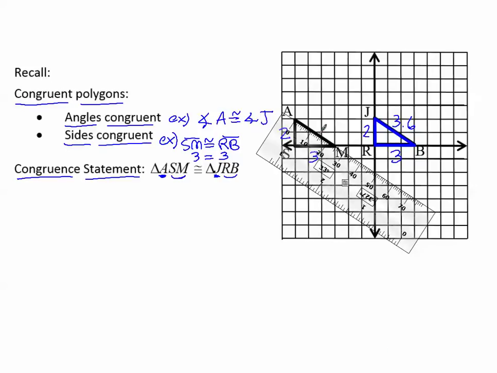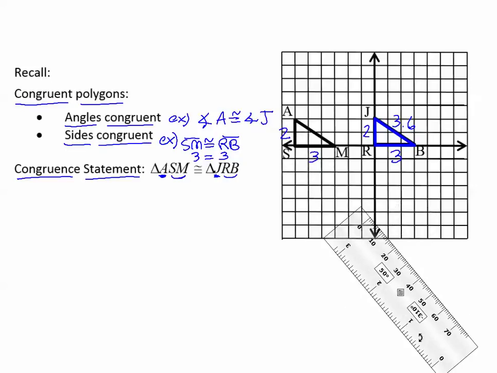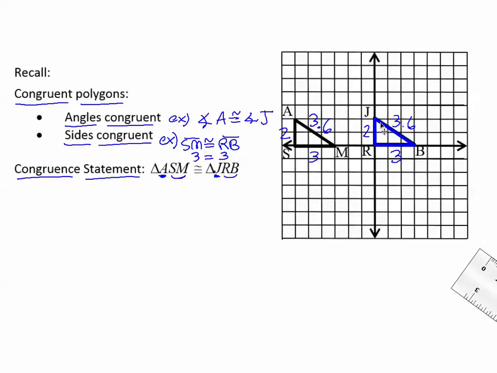Now, of course, if we measure the corresponding side in the other triangle, AM, we notice that it measures to the same place on the ruler as well. So that side is also 3.6 blocks long. Now, what if we were to take triangle JRB and dilate it by a factor of 2?